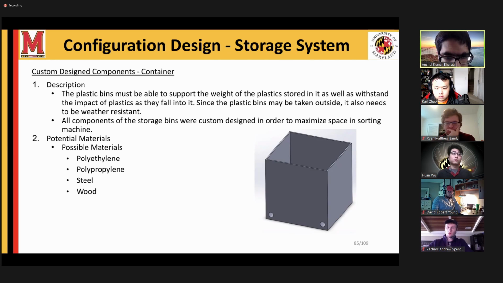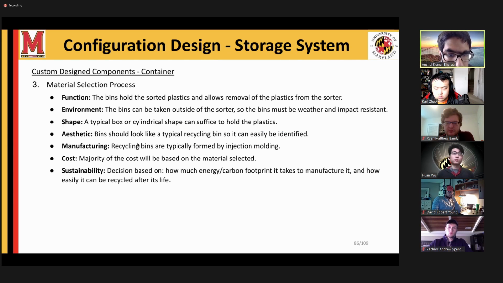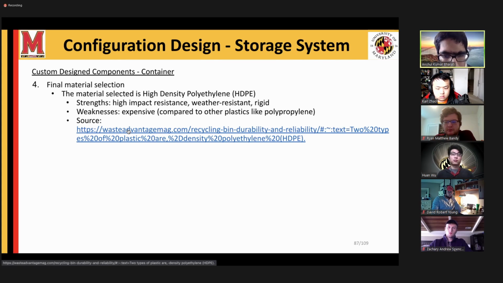The first component is the base of the bin. The bin must be able to support the weight of the plastics as well as the impact of the plastics as they fall into the bin, and it must also be weather resistant. Some potential materials include various forms of plastic, steel, and wood. These are the various aspects we considered for choosing our material for the base of the plastic bin. After going through the material selection process, we ended up choosing high density polyethylene as it has high impact resistance and it is weather resistant as required.